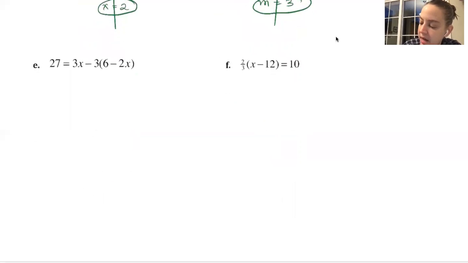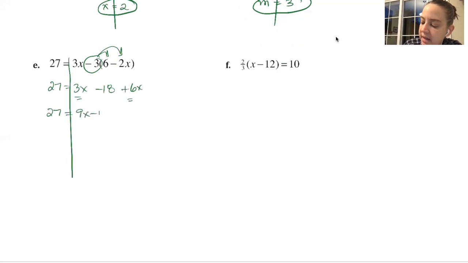And in letter E, distribute the negative 3. So 27 equals 3x minus 18 plus 6x. Combine like terms. 3x plus 6x is 9x minus 18. Add 18 on both sides. So 27 plus 18, that's 45, equals 9x. Divide by 9, x is equal to 5.